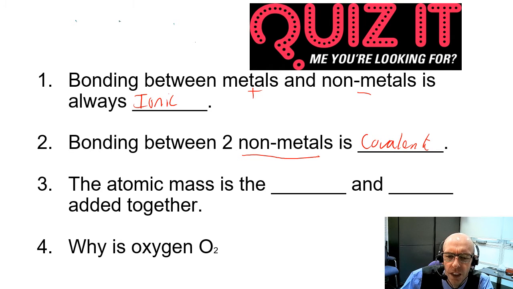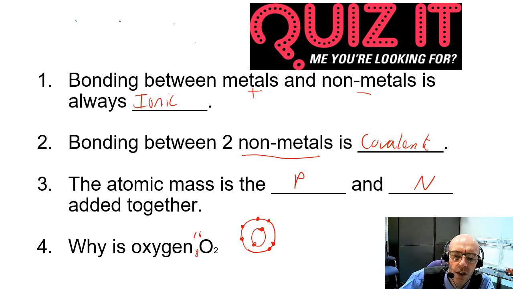The atomic mass is something and something added together. Electrons don't weigh anything, so it must be the protons and neutrons. And why is oxygen O2? Because oxygen has the number 16 and 8 on the periodic table, and when you draw out oxygen, you've got 2 electrons in the first shell, and you've got only 6 left to go in the next shell. So, if it's only got 6 electrons on the outside, oxygens can pair up together and do covalent bonding. So the answer to the question is they go round in molecules as pairs.